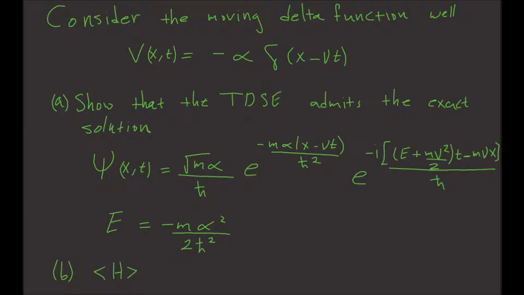So as usual, if we want to show that this solution satisfies the time-dependent Schrödinger equation, we have to first take one time derivative of psi, so d psi dt, and then we have to take first x derivative, and then we have to take second x derivative. So let's start with the time derivative. If you take the time derivative of that wave function from the previous slide, we get minus m alpha divided by h bar squared times the time derivative of the absolute value of x minus vt.